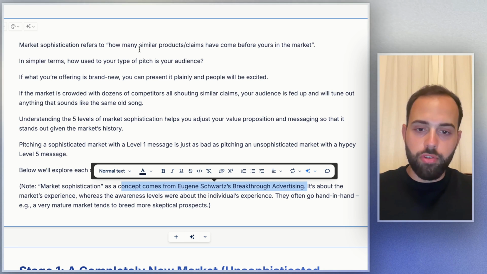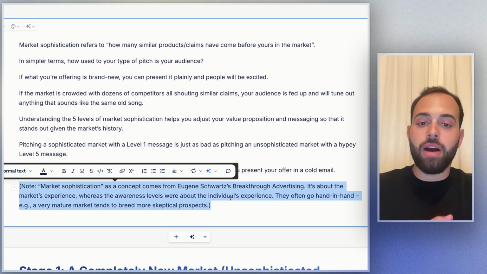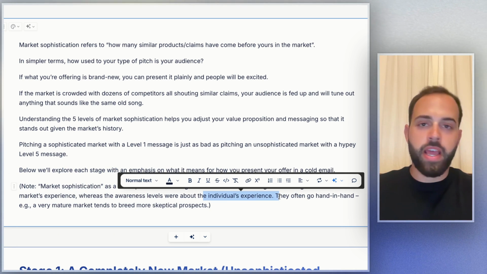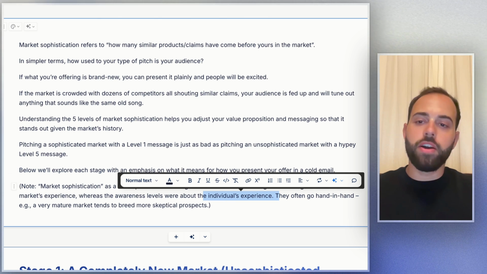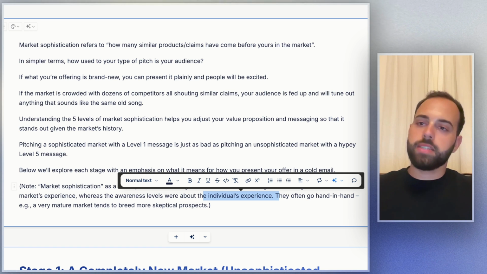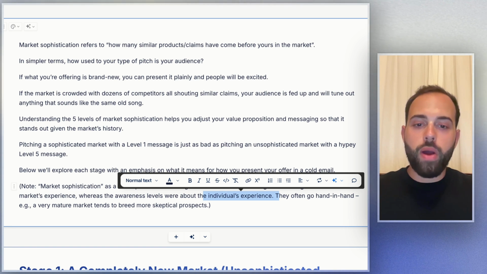Now, awareness levels, as you can see here, was all about the individual's experience. And I made an entire video going over awareness levels. So if you haven't watched that, then go and watch that, because these two frameworks, awareness levels and sophistication levels, they go hand in hand.